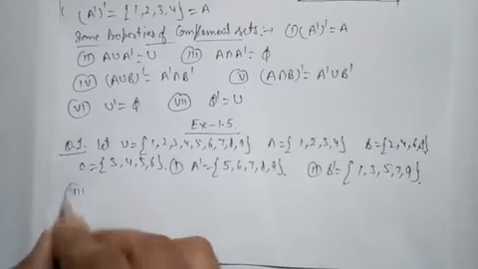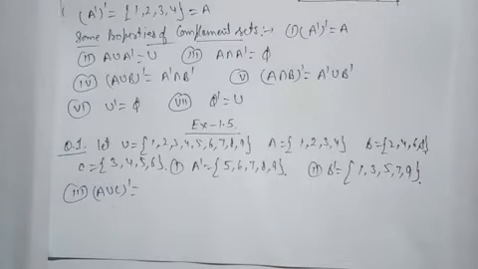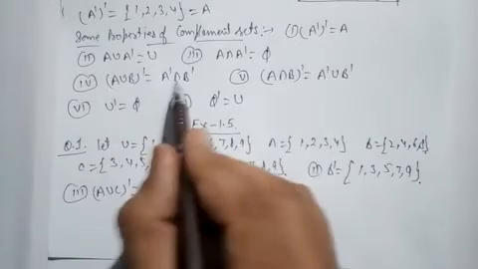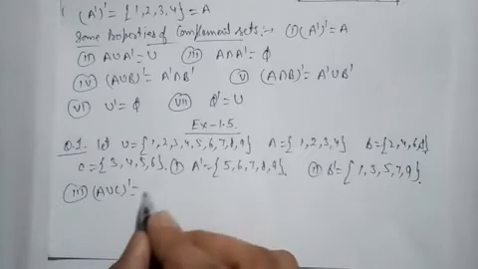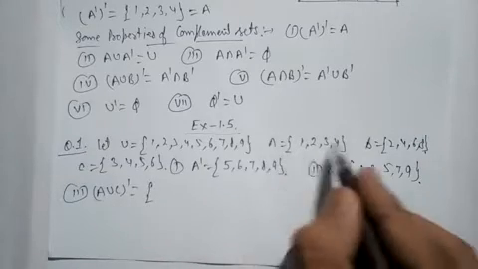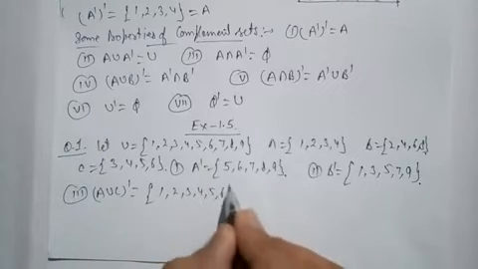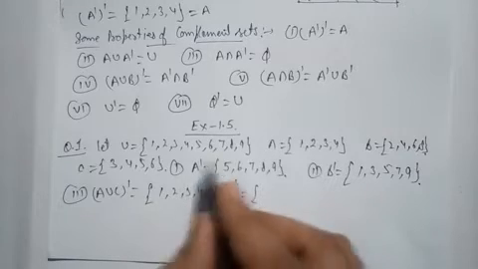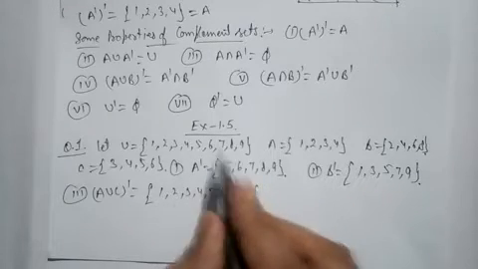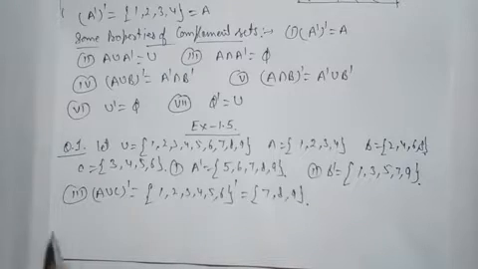Third is A union C complement. Either you find A union C and then find the complement, or you use De Morgan's law: A complement intersection C complement. A union C is 1, 2, 3, 4, 5, 6. Clear? Its complement: we leave 1 to 6, so the elements are 7, 8, 9. Clear?